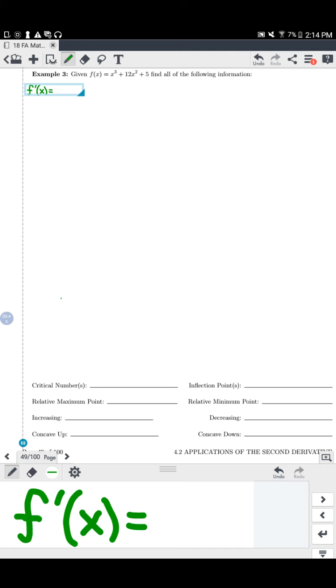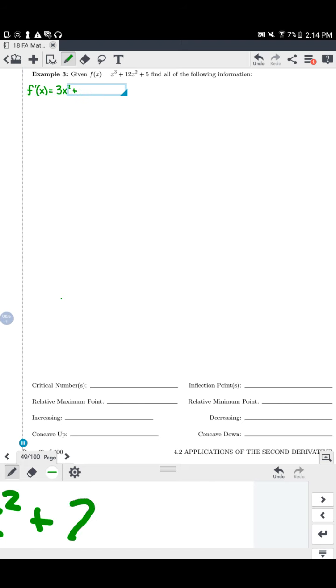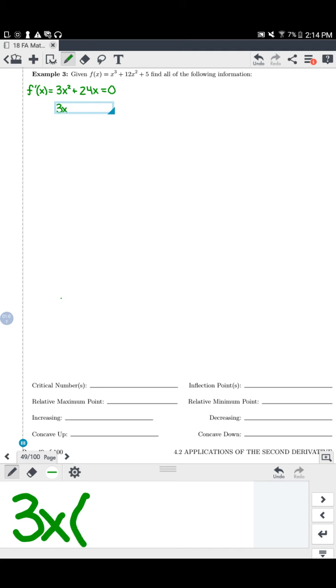So my first step is always taking the derivative, which is going to be 3x squared. 12 times 2 is going to be 24x. And the derivative of 5 is 0. So I'm going to take my first derivative, set it equal to 0, since that's my first step. And I'm going to factor this. I factored this before. It's a greatest common factor of 3x times x is 3x squared. And 3x times 8 is 24.